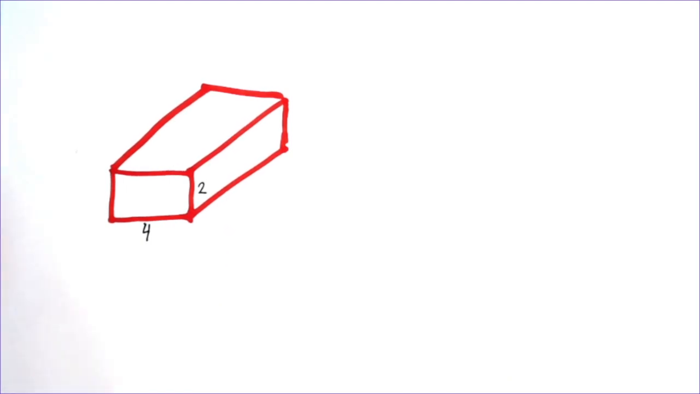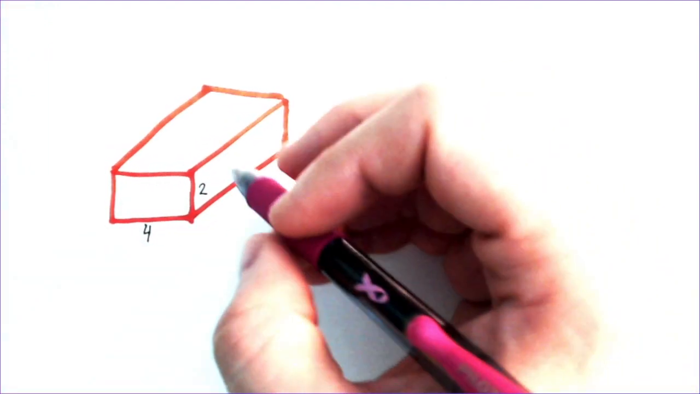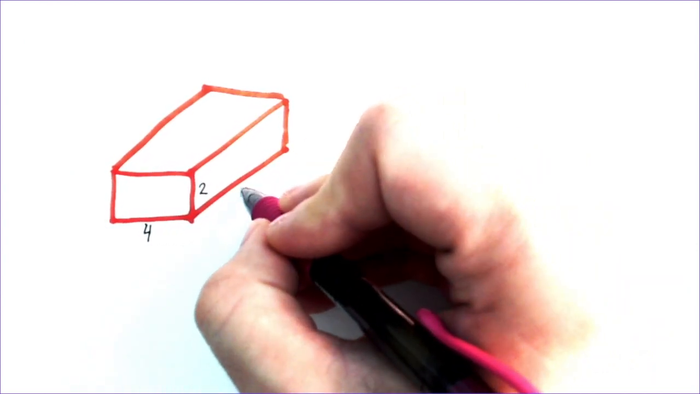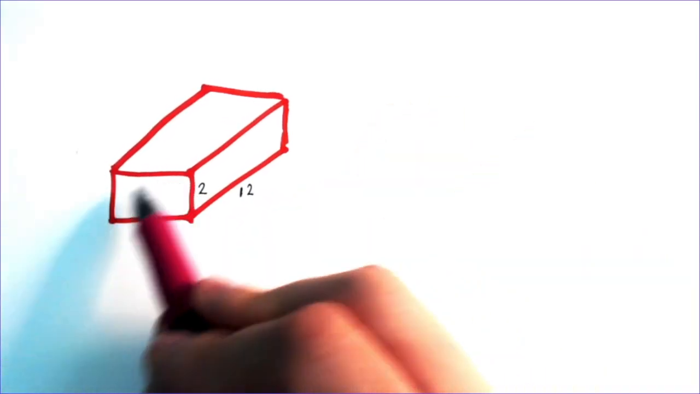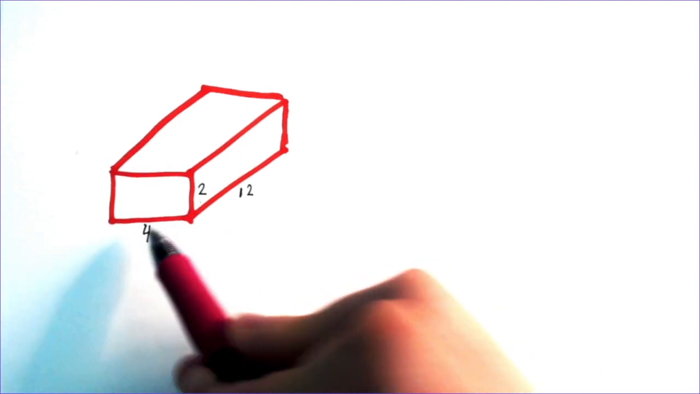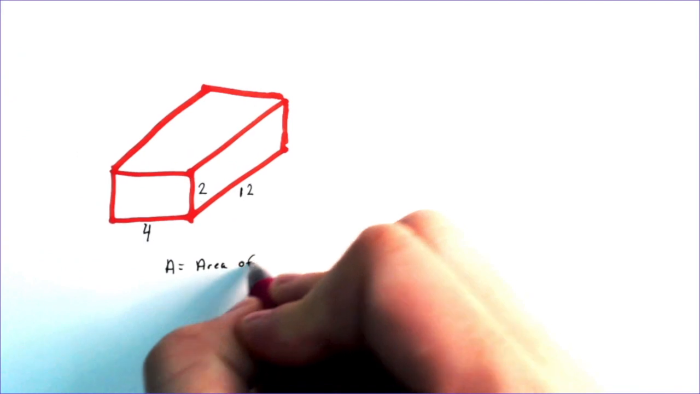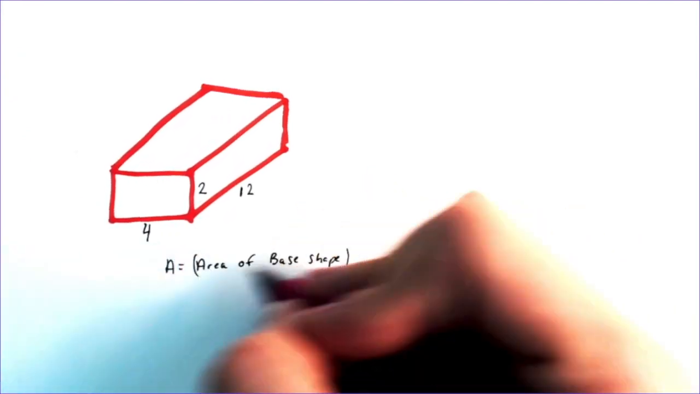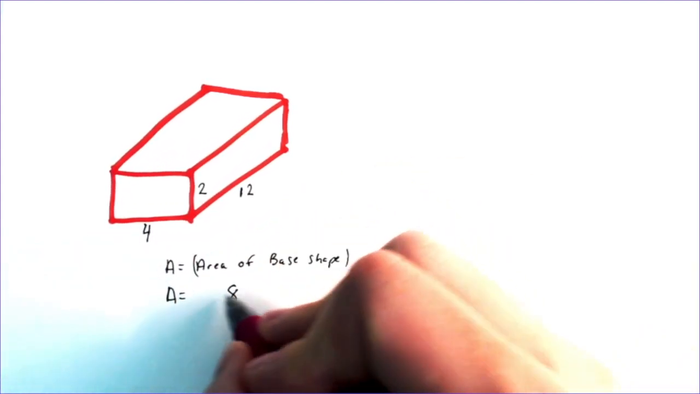If I were to stack it up upright, it would kind of be flipped over onto that base rectangle of 2 by 4, like the 2 by 4 of the wood. And then we'll call the height of this shape a 12. Okay, so the area of the base shape would be 2 times 4, which is 8. 2 times 4 is 8.